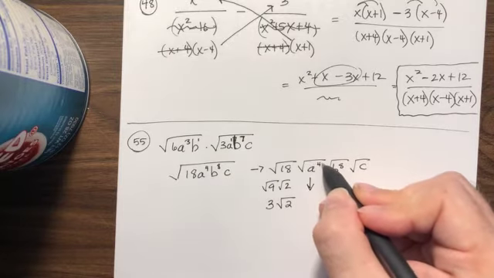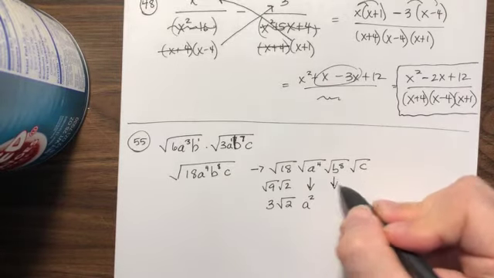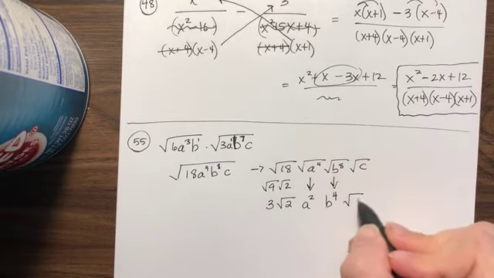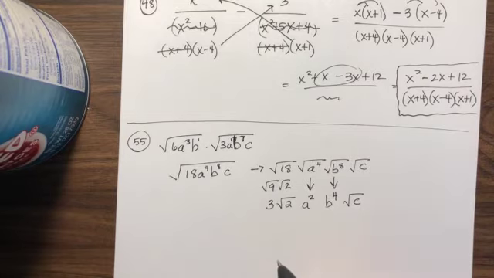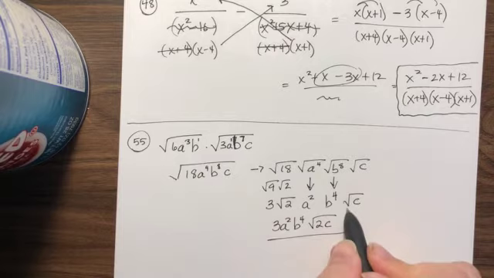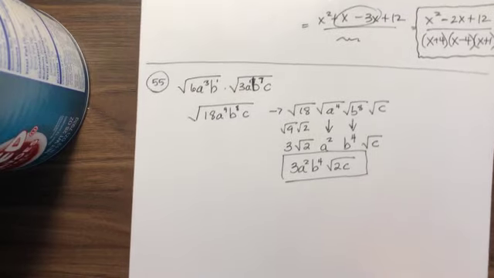Square root of a to the fourth, remember we divide by 2 and we get a squared. Again, for b to the eighth, we divide by 2, we get b to the fourth, and then c stays the same. Okay? So all the outside stuff gets put together: 3a squared b to the fourth, and all the inside stuff, 2 and c, get put together to make your answer. So definitely take a look at that one.